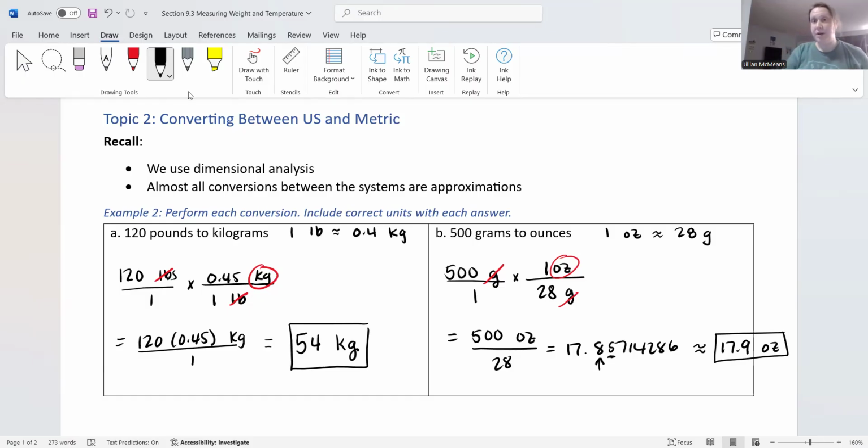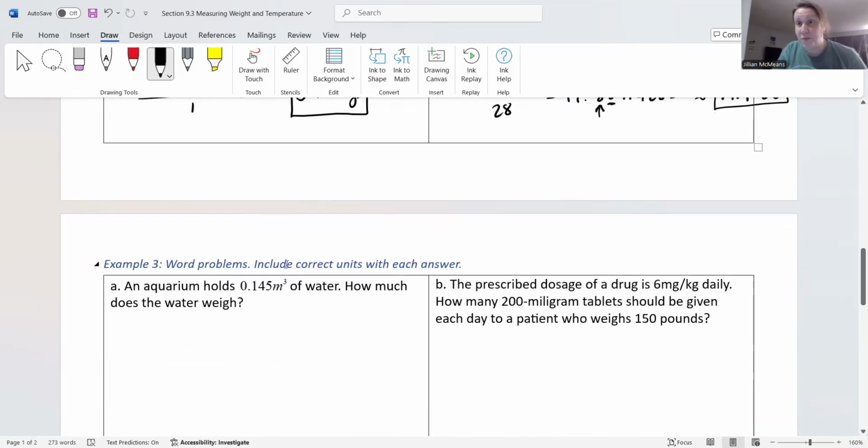That is converting between US and metric where weight is involved, right? Let's look at two more examples, or well, one more example, but it has two different parts. And one part has three parts, so a few more examples.